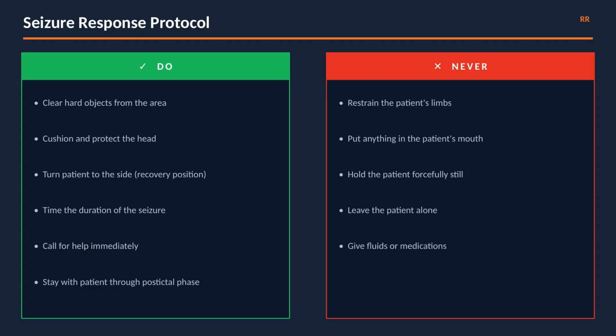Your response: lower the patient to a supine position immediately. Elevate the legs to improve venous return to the heart. Maintain the airway. Monitor. Notify the nurse. Offer water when the patient is fully responsive. Most vasovagal episodes resolve quickly with proper positioning. The danger is the fall and injury, not the episode itself.